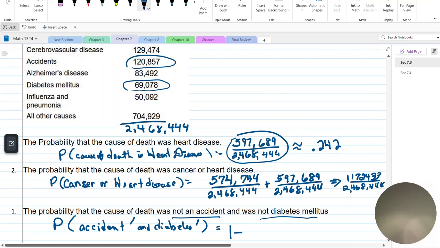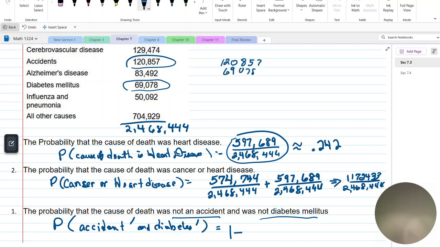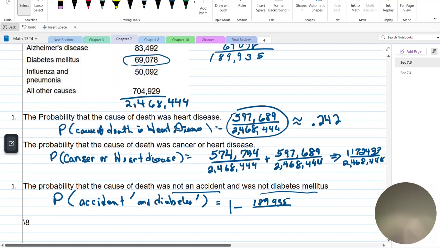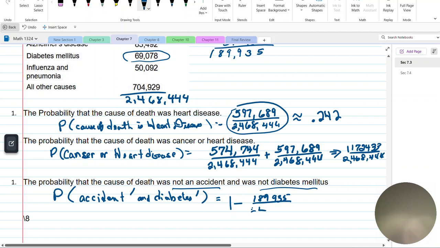All right. So I'm going to have the 120,857, the 69,078, 189,935 over that 2,468,444. And there you have it.